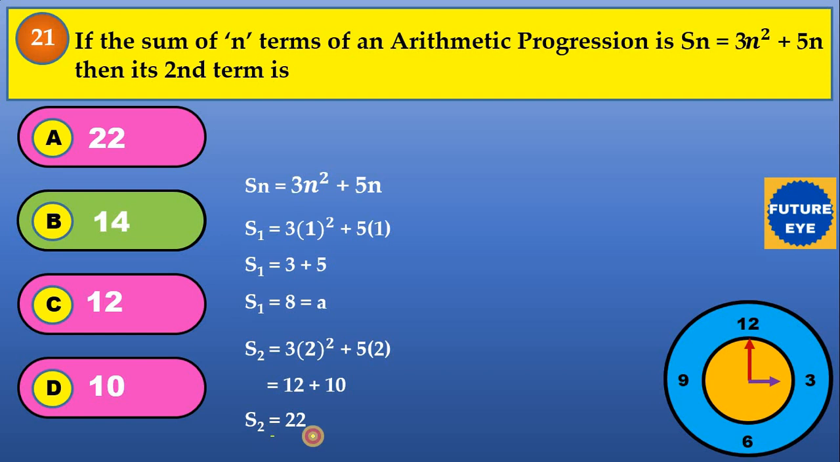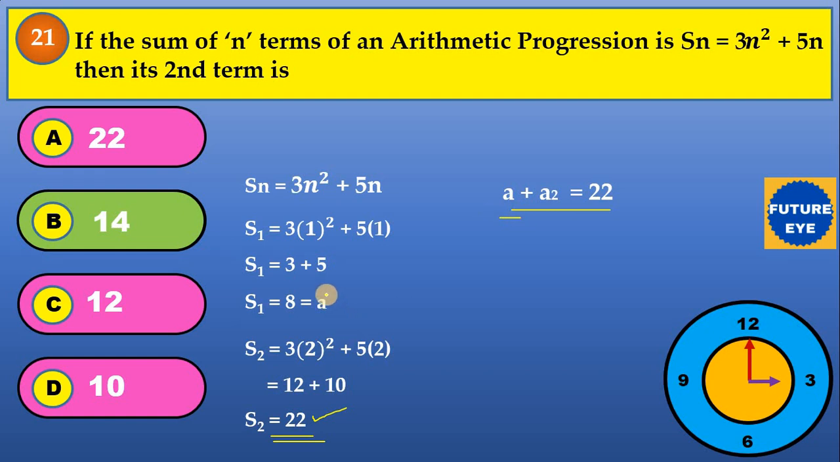Now don't confuse S2 as the second term, children. Second term means A2, which we wanted to find. Here we have S2, which means the sum of the first term and the second term. So we can write it as A plus A2 equals 22.